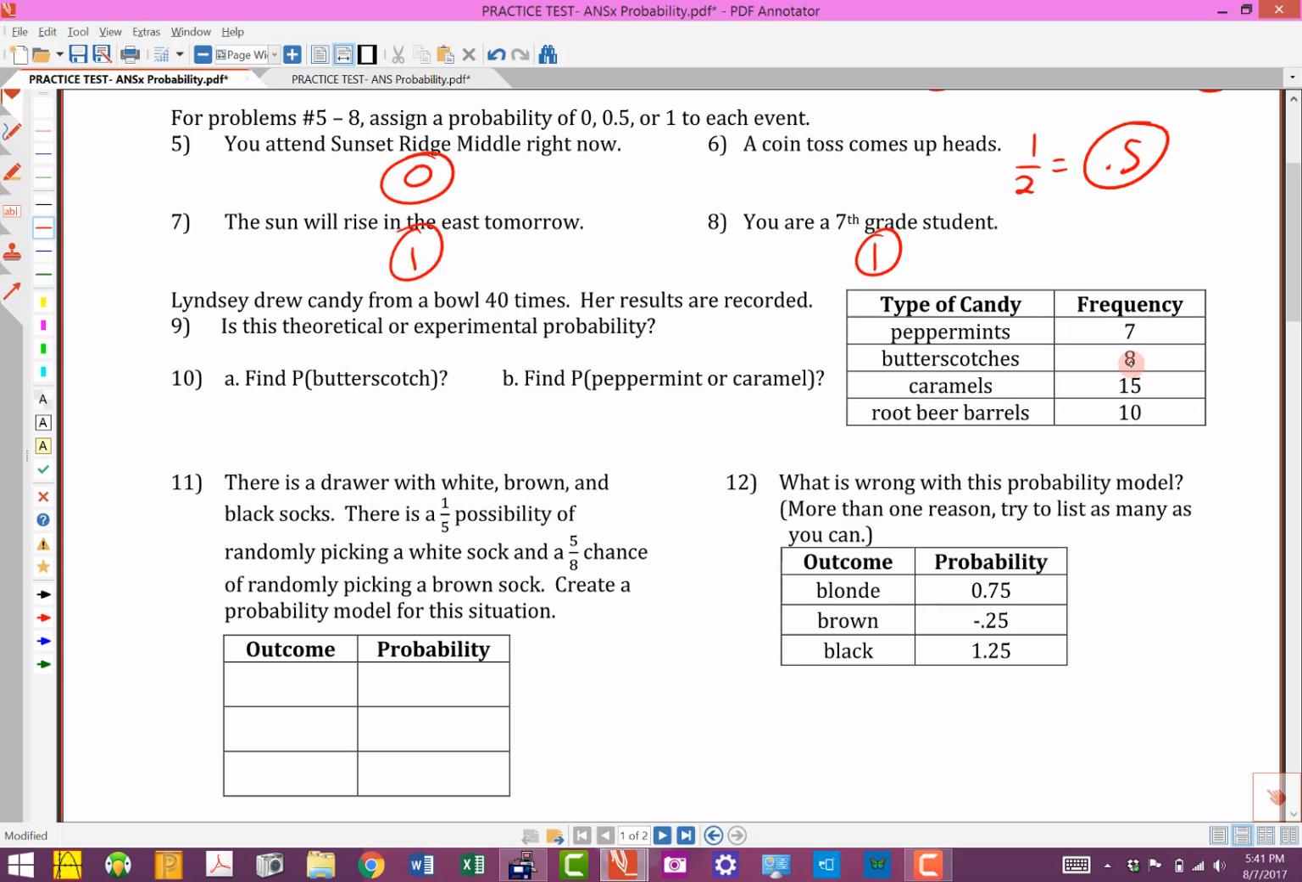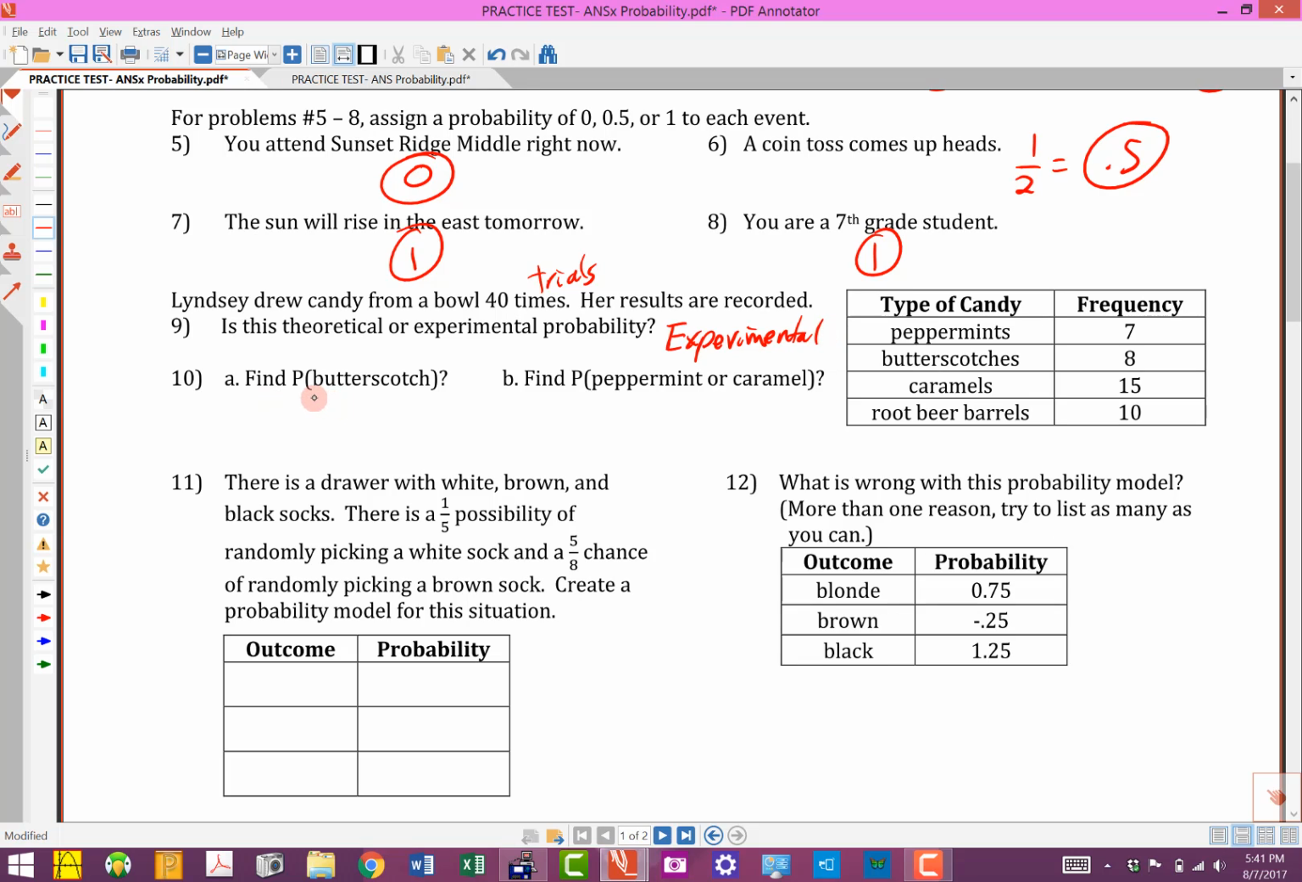And she did 40 trials altogether. So I'm going to put the word trials right here because we use that terminology. Is this theoretical or experimental probability? Well, if you're going to do an experiment like this and all you're doing is saying the frequency that you drew each one of those out, this is definitely experimental. Okay, experimental.